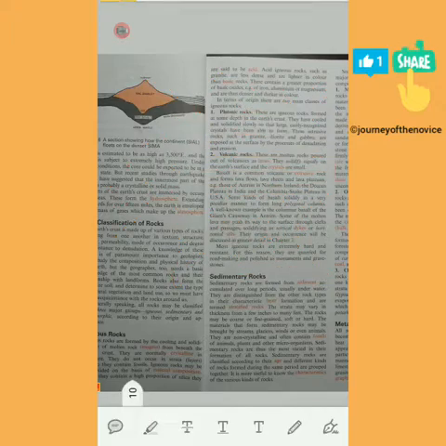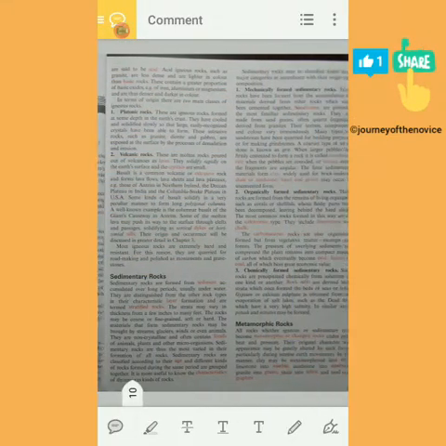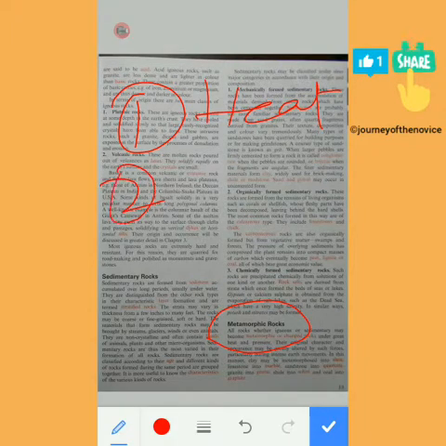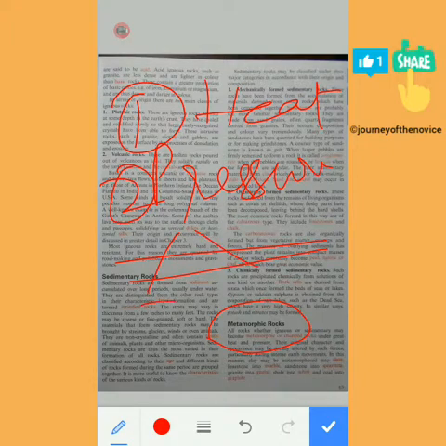Now the third category that we are going to focus upon is the metamorphic rocks. The basic feature of metamorphic rocks is that these rocks are formed when the igneous or the sedimentary rocks change into different forms under, first, great heat, and second, pressure. So under heat and pressure the igneous and the sedimentary rocks turn into metamorphic rocks. So igneous and sedimentary are the two types, and the third is the metamorphic, which is actually a combination of either igneous or sedimentary rocks.